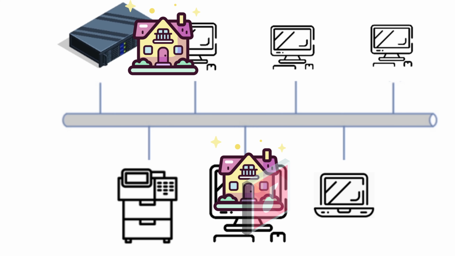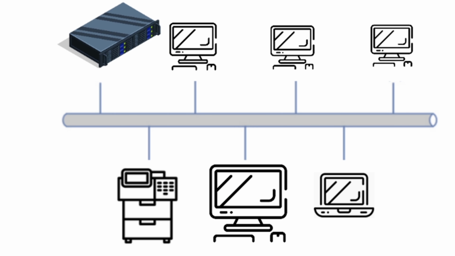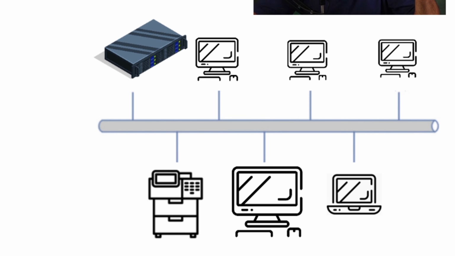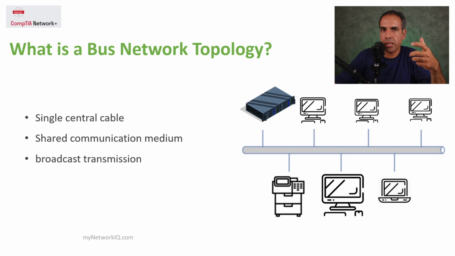In a bus topology, every device is connected to the same central cable and they share the communication medium. This communication medium, or this central cable, acts as a shared communication line that carries the data packets between devices. Additionally, the bus topology uses a broadcast transmission method.